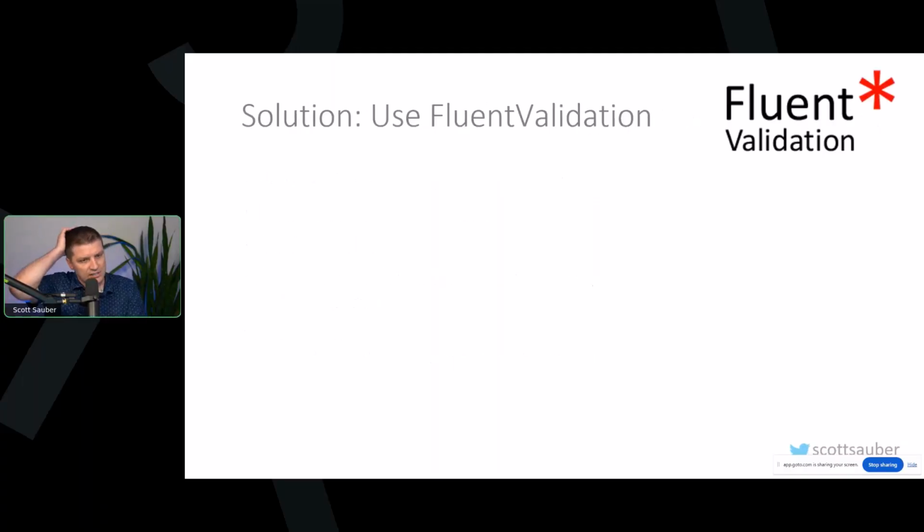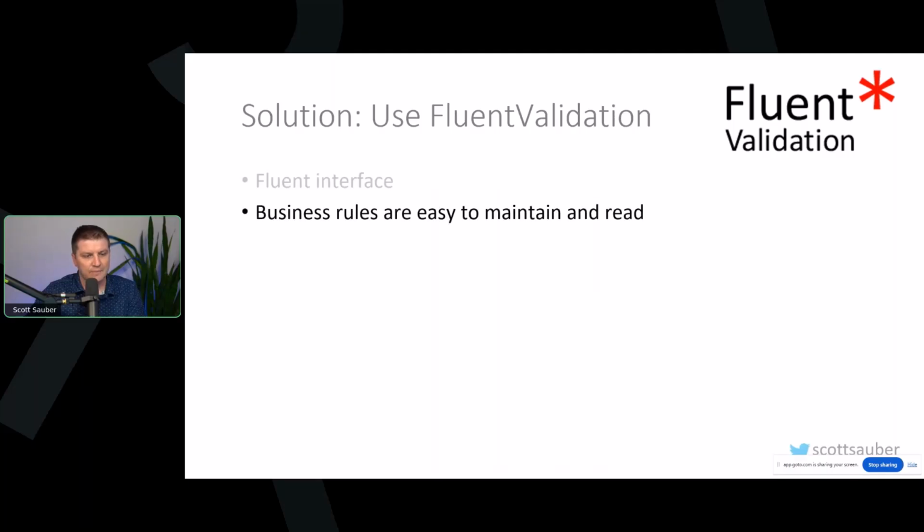So the solution to this is to use Fluent validation, and it's a fluent interface. I've actually given these business rules, and we'll take a look at an example here in a second in case you haven't used Fluent validation. And I would be curious, people in the chat, how many people are using Fluent validation today?